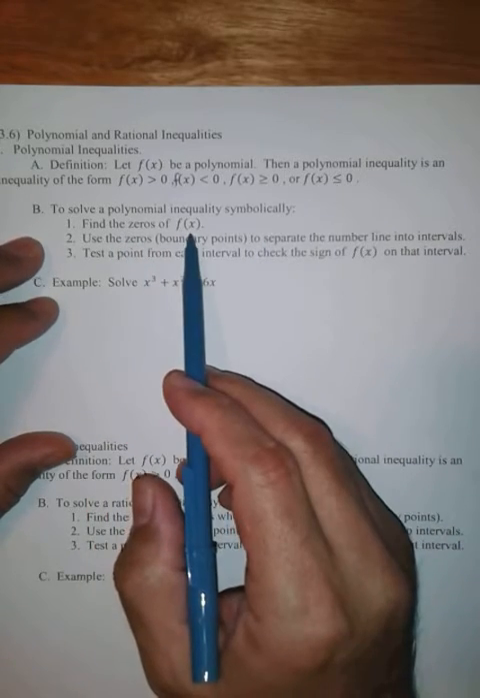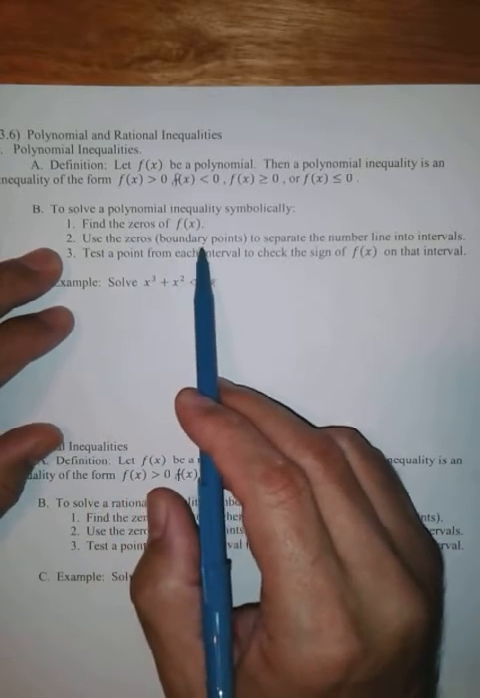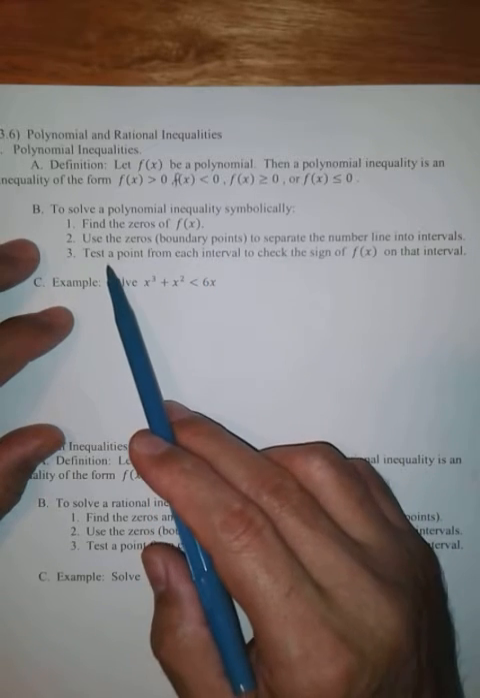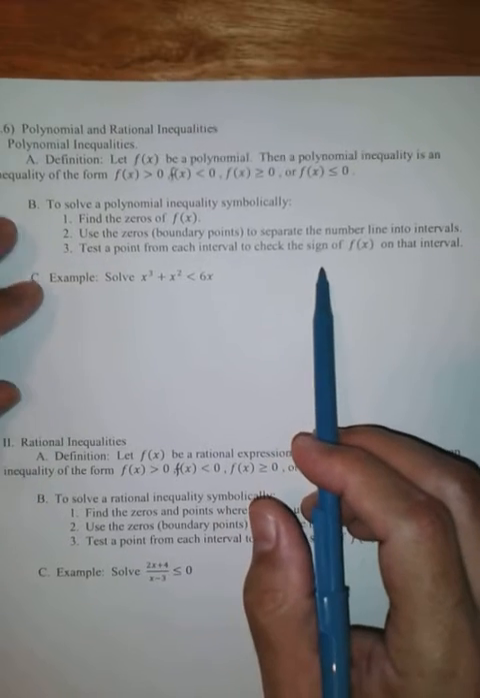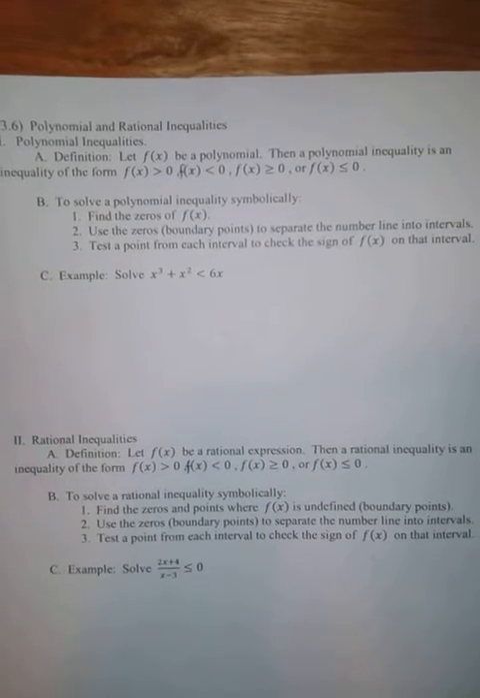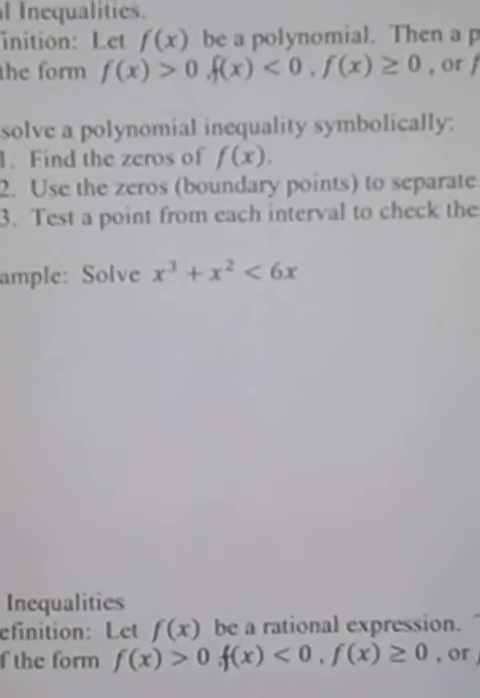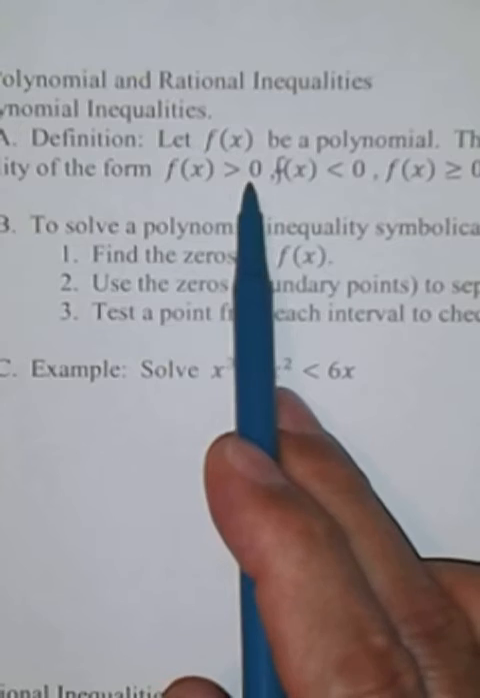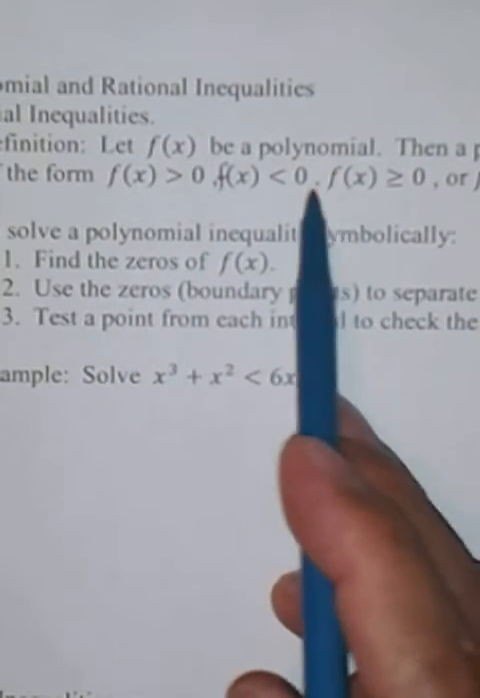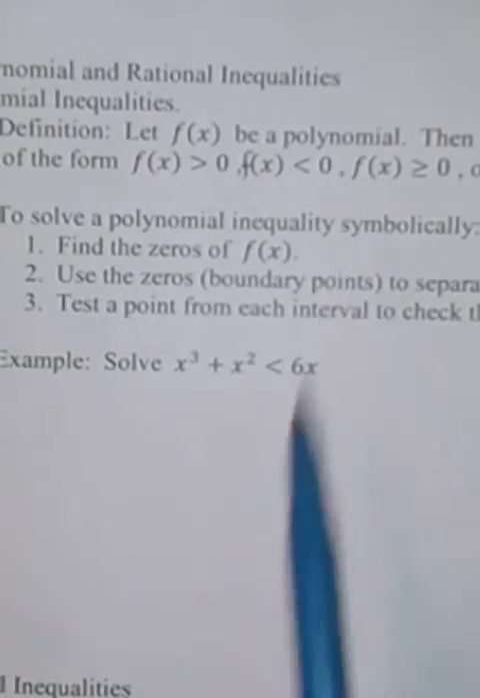Find the zeros of f of x, use the zeros, which we will call boundary points, to separate the number line into intervals, and then test a point from each interval to check the sign of f of x on that interval. Okay, let me zoom in a little bit. Alright, so first notice we want to write it as 0 on one side of the inequality, and then whatever polynomial is there, we'll call that f of x. That's what that tells us up there.